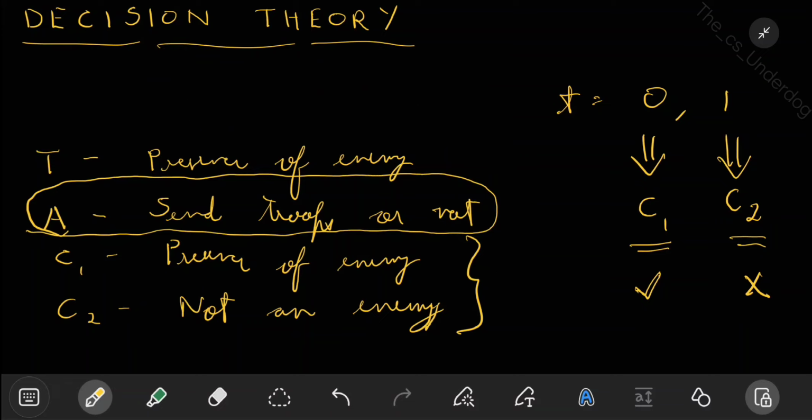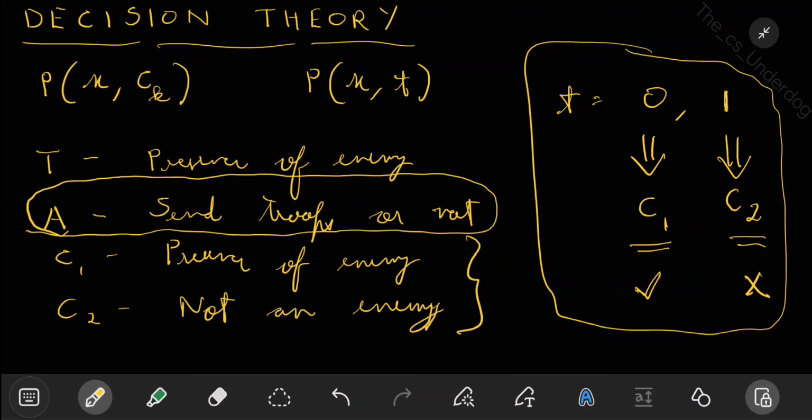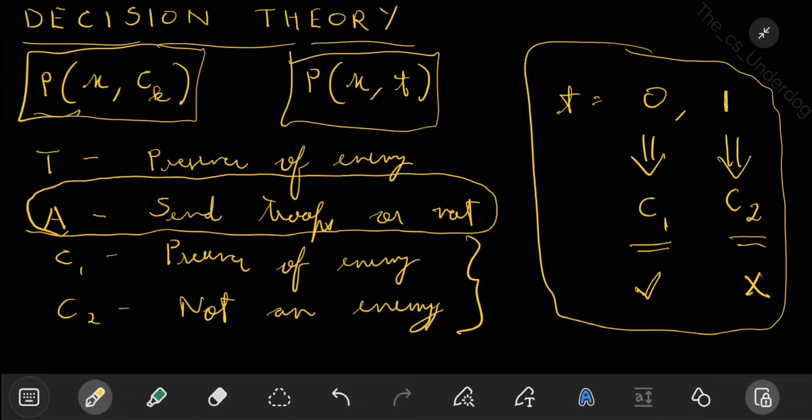It should be like this. P of X is your input and what is your class? CK, right? And in order to find this, it is equivalent to finding what? P of xt. T is your target variable. Target variable is mapped one-on-one with the class, right? T equal to 0 maps with class C1. T equal to 1 maps with class C2. So whether you find probability of X CK or probability of xt, the final effect is one and the same.